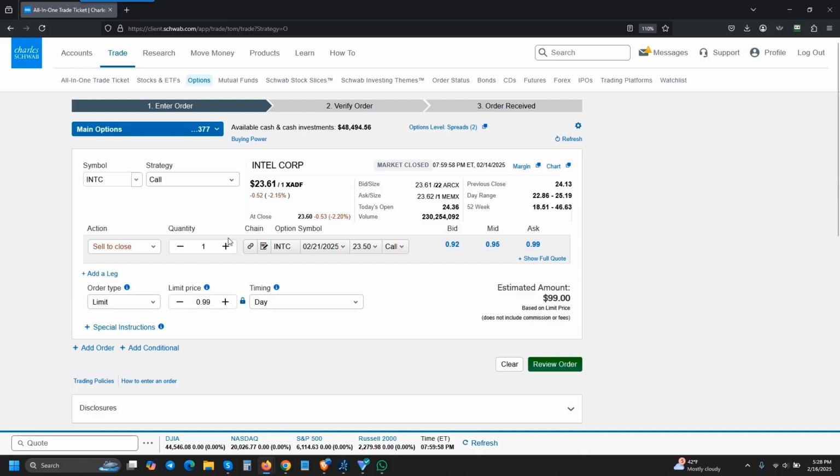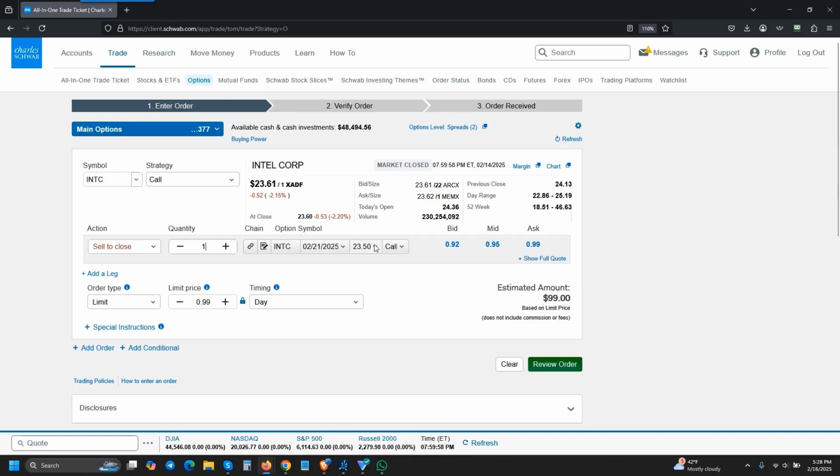You would choose the number of option contracts that you're going to sell. You don't have to sell all of them. You could sell part of them if you own a lot of them. And then, since you're in Intel, you would pick whatever your strike price is.